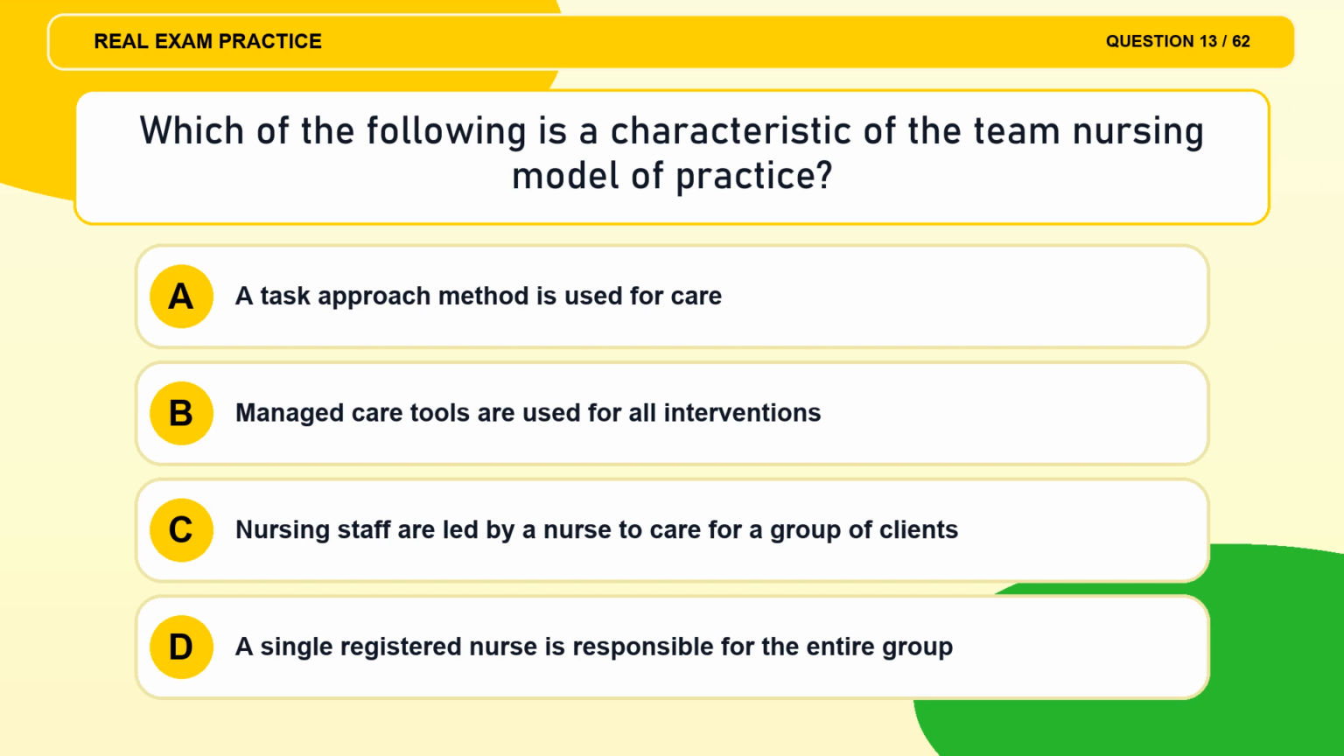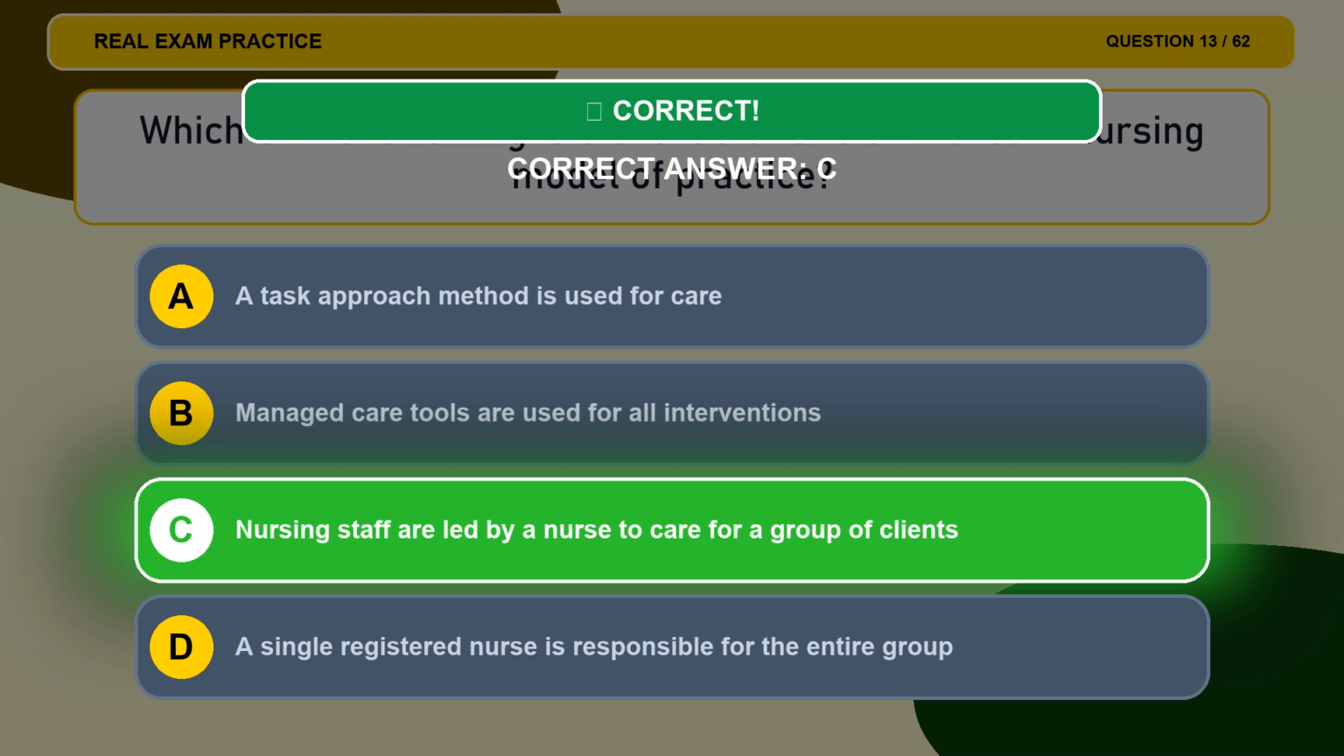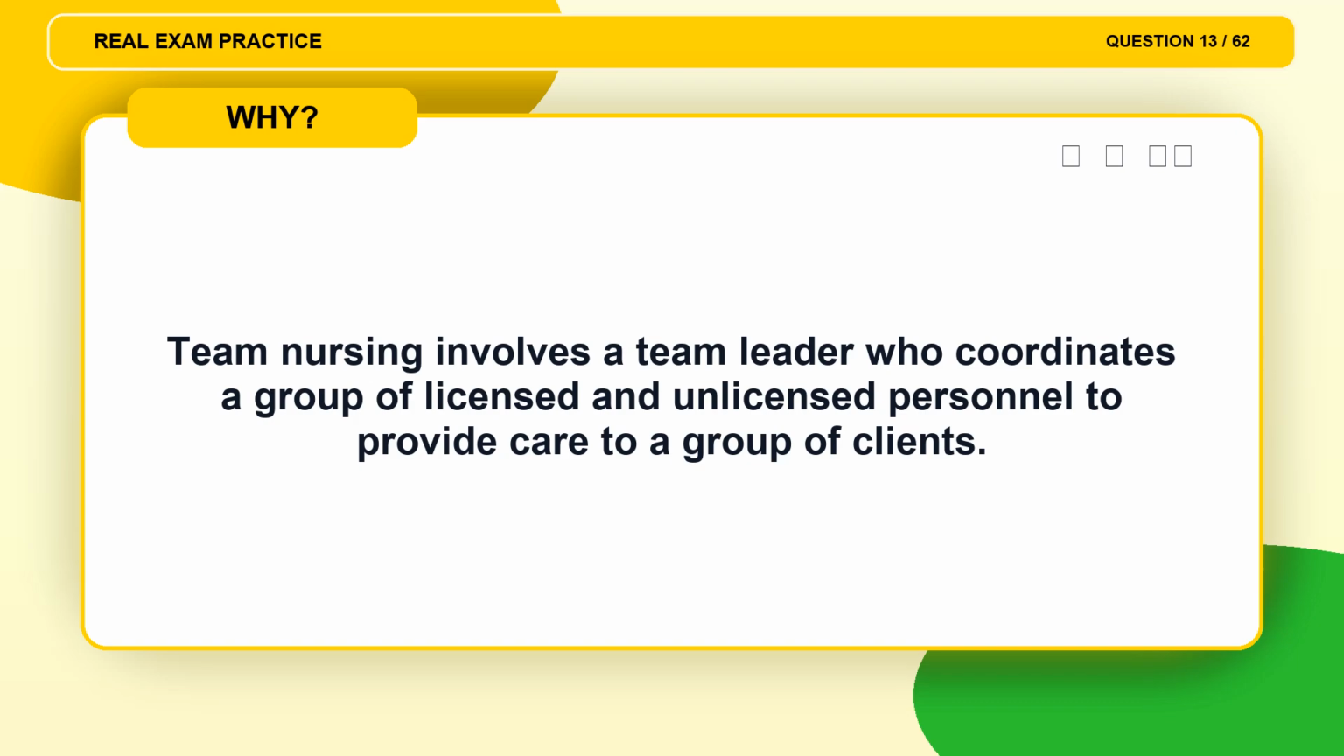Question 13. Which of the following is a characteristic of the team nursing model of practice? Option A, a task approach method is used for care. Option B, managed care tools are used for all interventions. Option C, nursing staff are led by a nurse to care for a group of clients. Option D, a single registered nurse is responsible for the entire group. The correct answer is option C, nursing staff are led by a nurse to care for a group of clients. Team nursing involves a team leader who coordinates a group of licensed and unlicensed personnel to provide care to a group of clients.